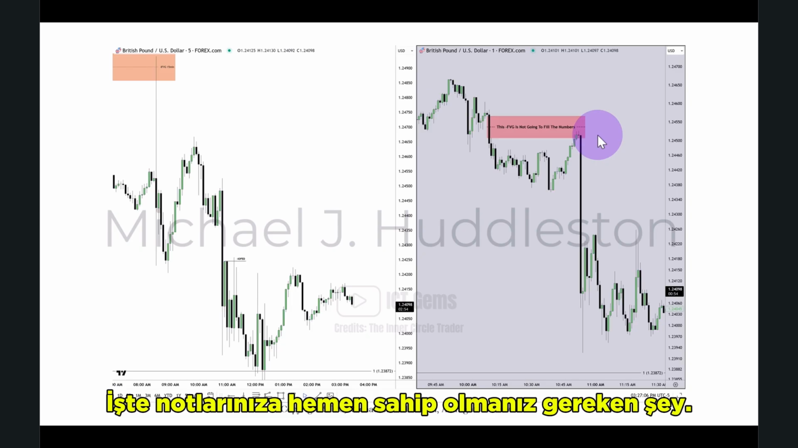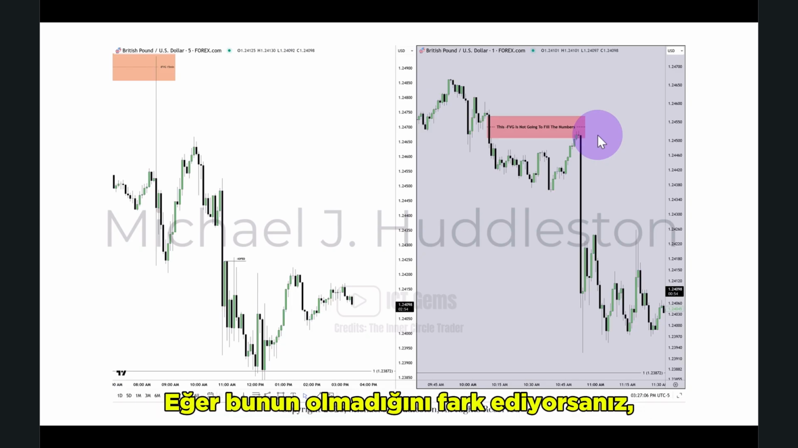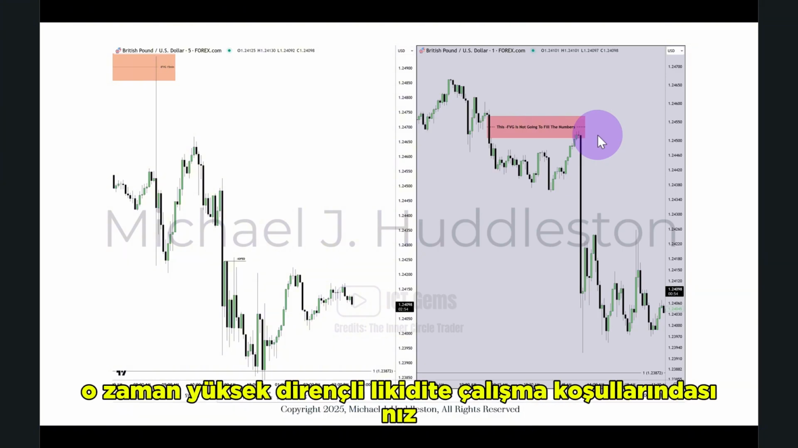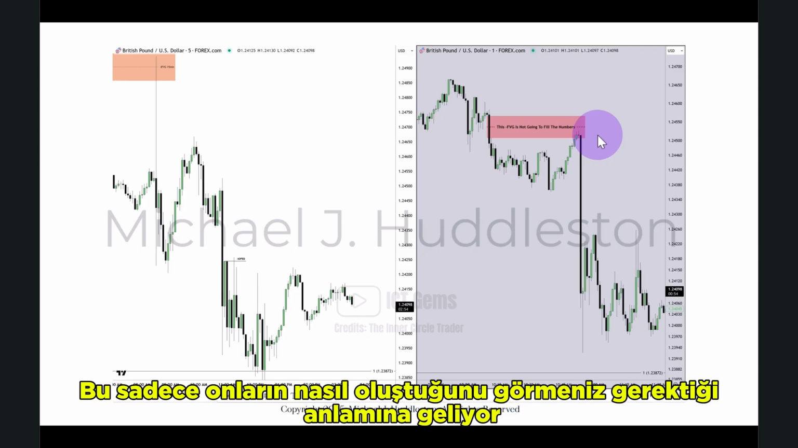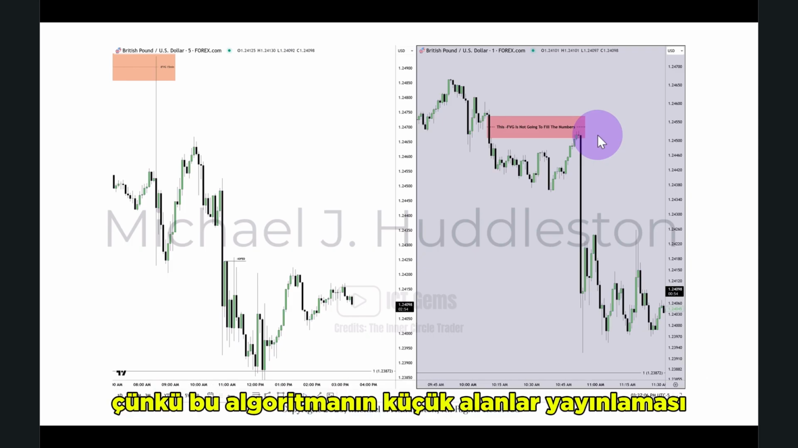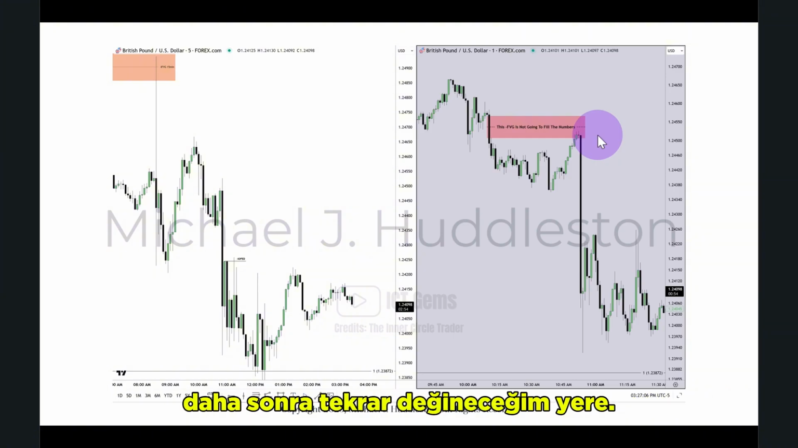Here's the thing that you need to have in your notes now. If you're noticing that it's not happening, if it's not forming one in the 15-minute chart or the 5-minute chart, then you're in high resistance liquidity run conditions and you need to sit still. Wait for that 15 to 5 minute to shift into where they're offering fair value gaps. It need not trade into the fair value gap in that 15-minute interval of time. It just means that you have to see them forming, because that's the algorithm posting little areas where it's going to refer back to later on.